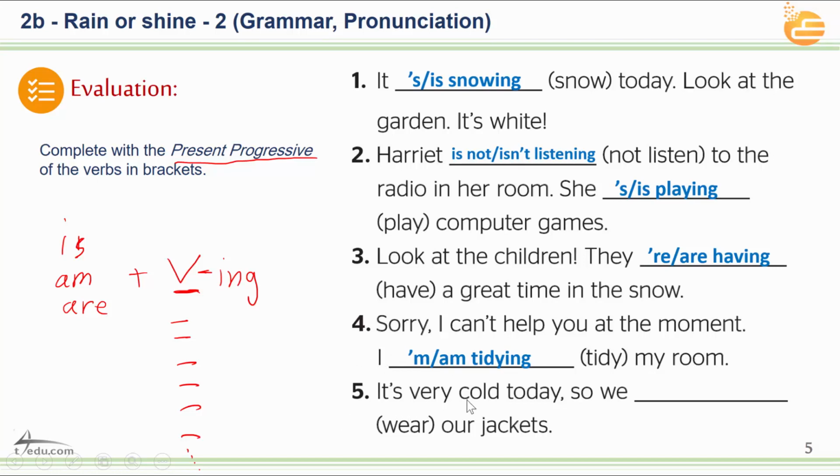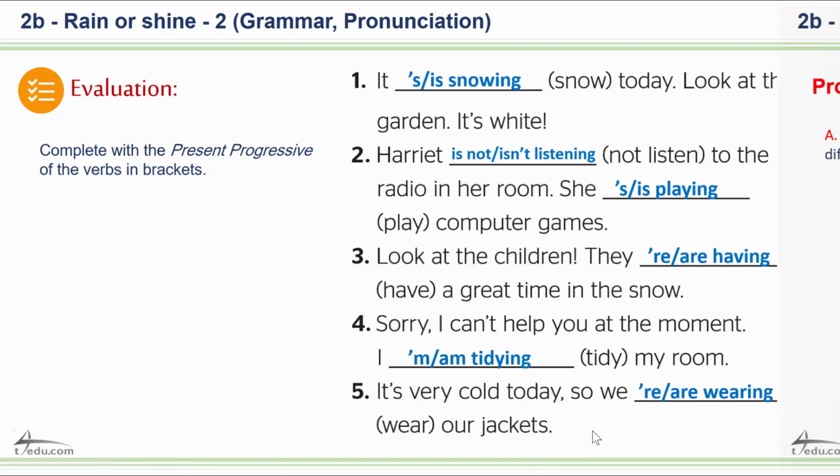Number five. It is very cold today, so we wear our jackets. We are, exactly, we are wearing, excellent. We're wearing or we are wearing our jackets. Excellent, very nice. Let's go to the next.